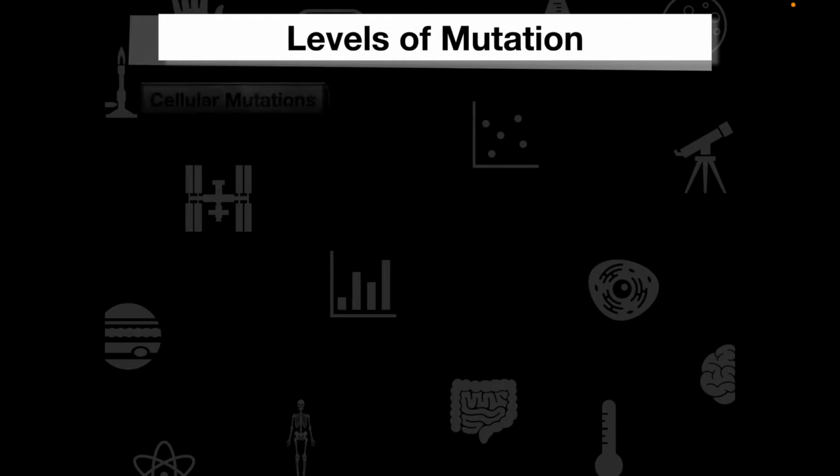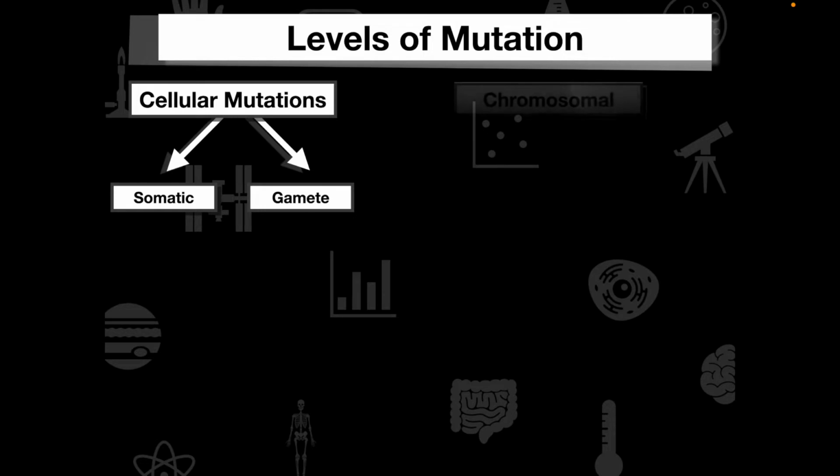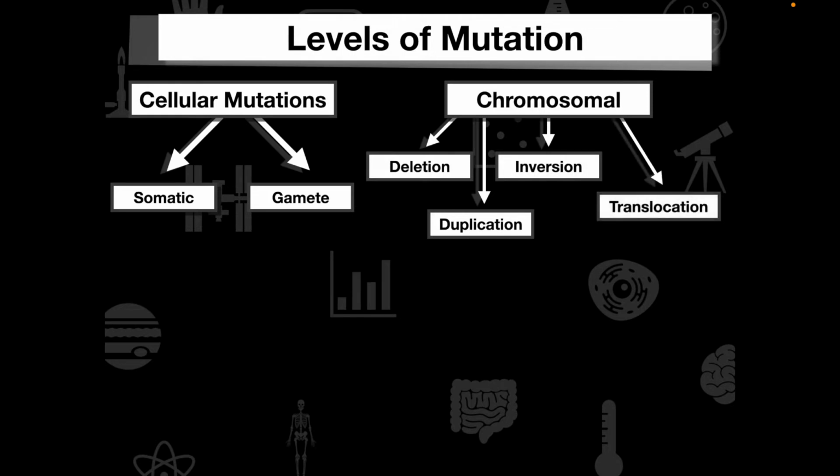Now, when going through and understanding this, we need to understand for this video, there's going to be two big mutations we're looking at. We're looking at cellular mutations. Those are going to be somatic and gametic mutations there. And then we also have chromosomal mutations. That is going to consist of deletion, duplication, inversion, and then lastly here, translocation. So we're breaking this video down into two parts. Cellular mutations, we'll look at those two, and then we'll look at chromosomal mutations.